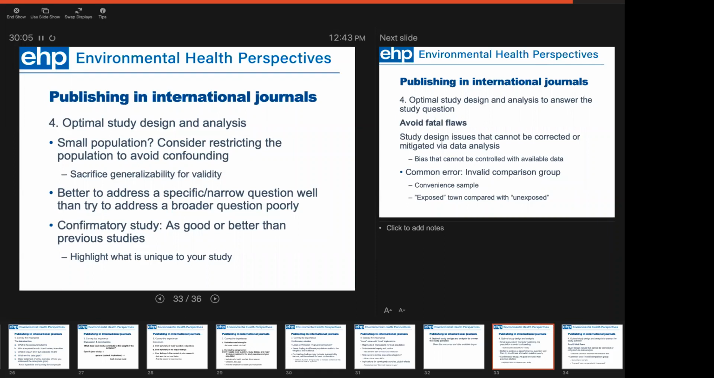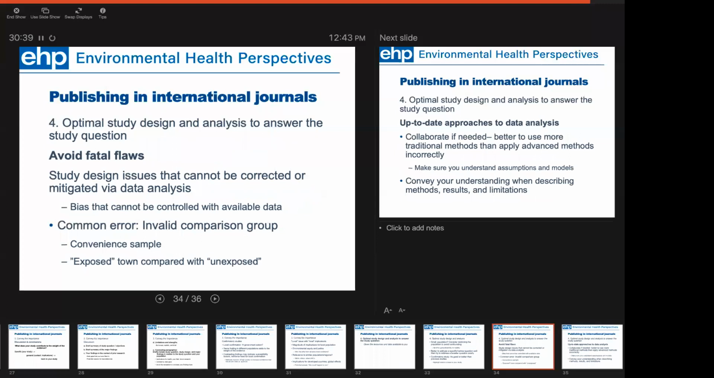And again, confirmatory studies. Ideally, your confirmation studies should be as good or better than previous studies so that people will be confident that your findings are real and not spurious. But again, highlight what is unique to your study as well. So even if you do a confirmatory study, what is it about your population that makes it special? Is there a particular aspect of susceptibility that you can really bring out?